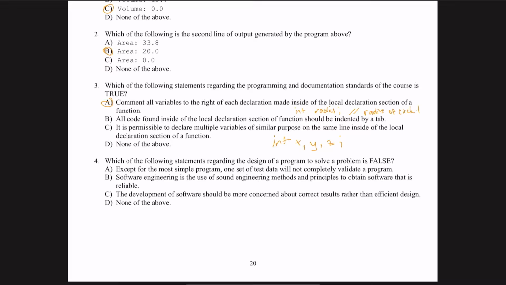C. The development of software should be more concerned about correct results rather than efficient design. This one is false. We want to balance both efficiency and accuracy. Right, obviously, if it's not accurate, it's not a useful program. But if it's not efficient, then we can't use large data sets or easily make modifications to the program. So as we get into more looping and arrays, you'll see that as we have large data sets, things can really slow down if you don't design your program carefully. So C is going to be false.